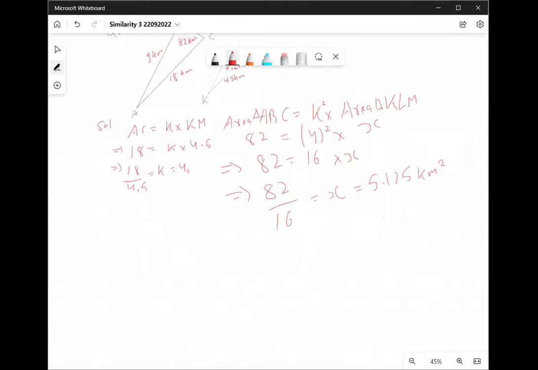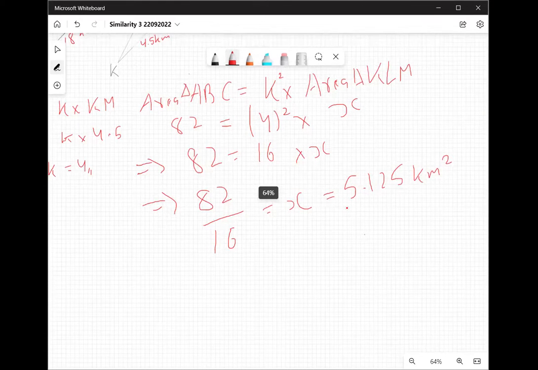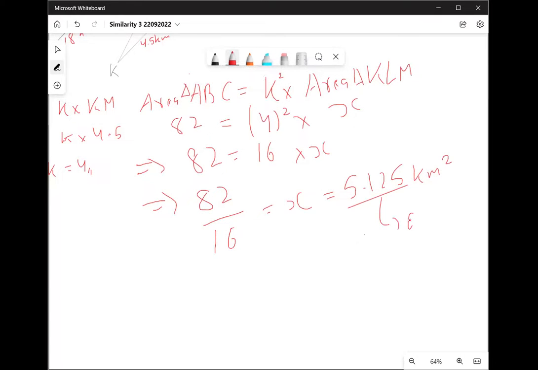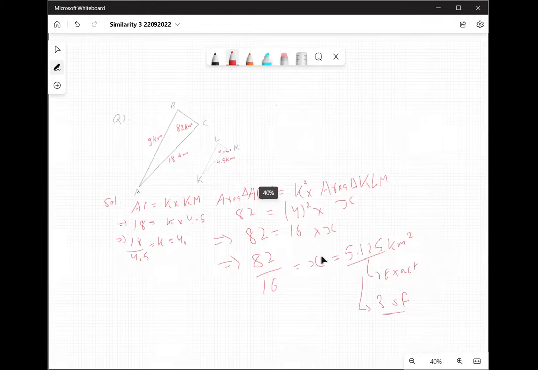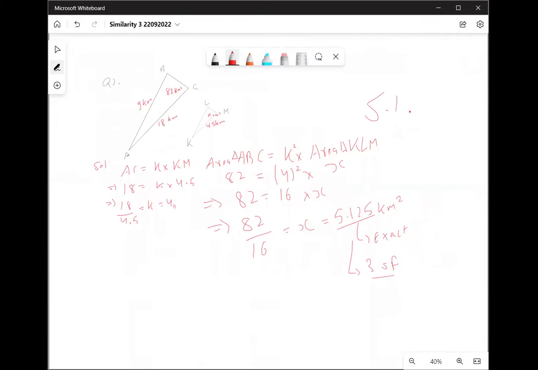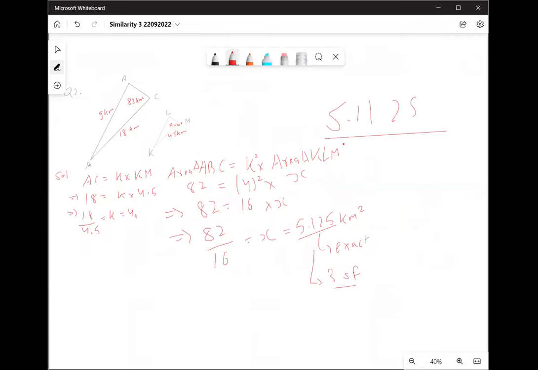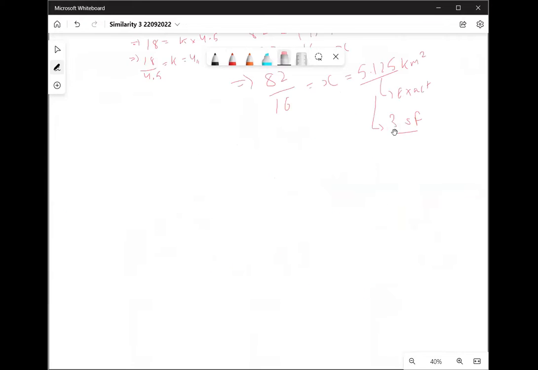Is it necessary to write it to 3 decimal places? Not 3 decimal places if this is the exact answer. If you get exact, write exact. And if you don't get exact, then you write 3SF. Is that clear? If you get, let's say, 5.1125 in the exam, you write the whole thing. Don't round this up because this is an exact answer. But if you get 5.11234866, round it up to 3SF. 5.11, that's the answer.